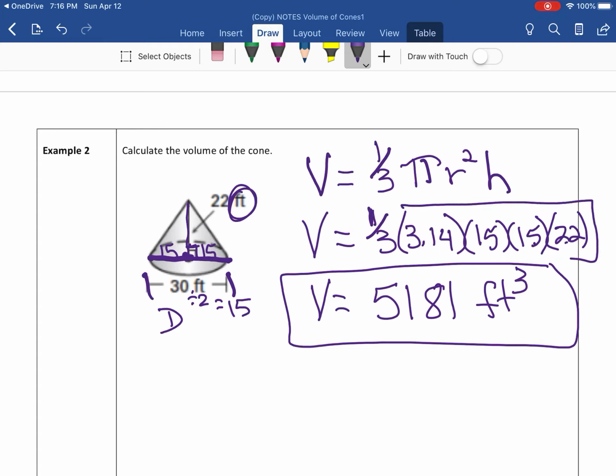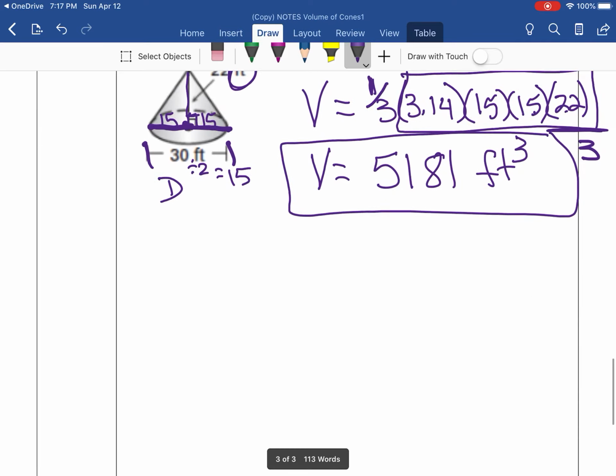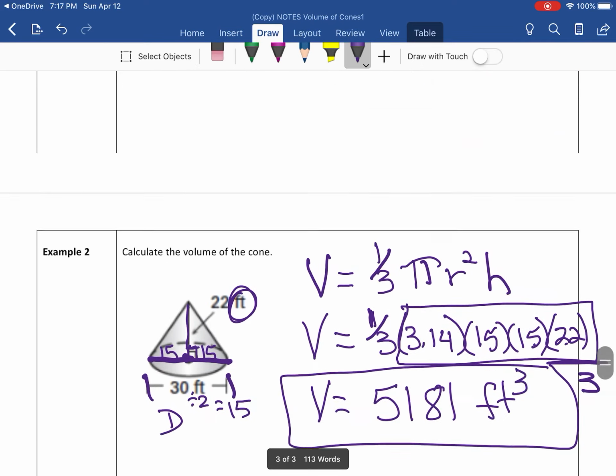And again, if you don't want to use the 1/3, you just take this, multiply all that, and then take that answer and divide it by 3. Because dividing by 3 is the same as multiplying by 1/3. All right.